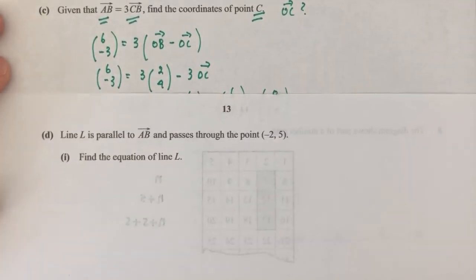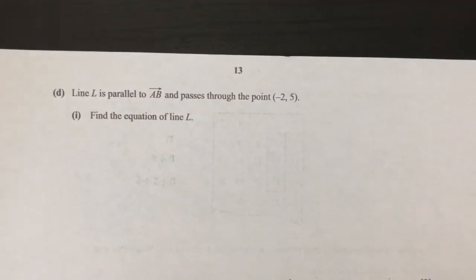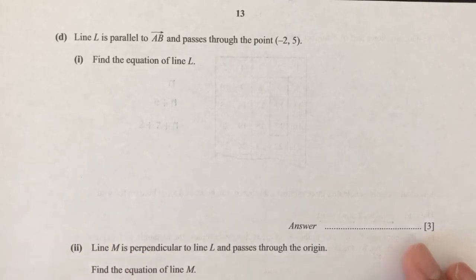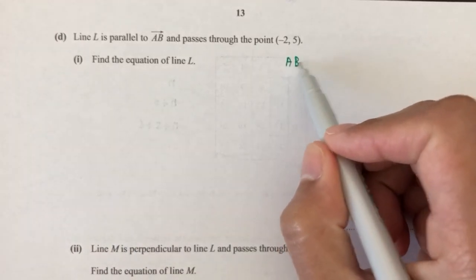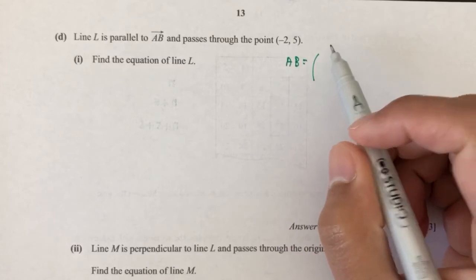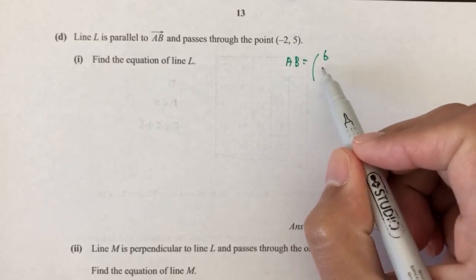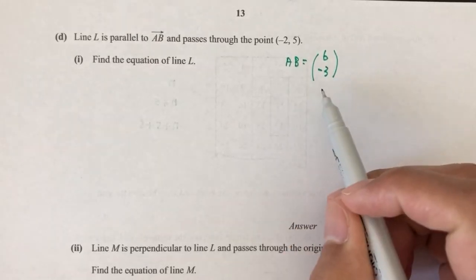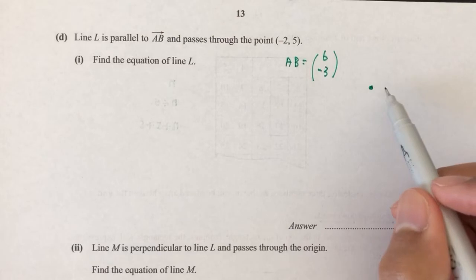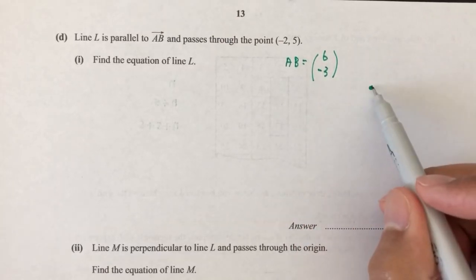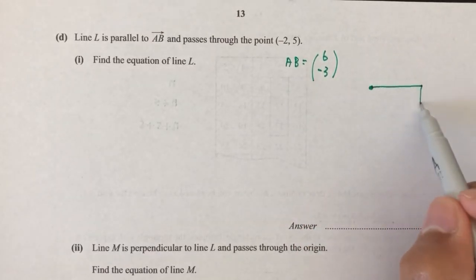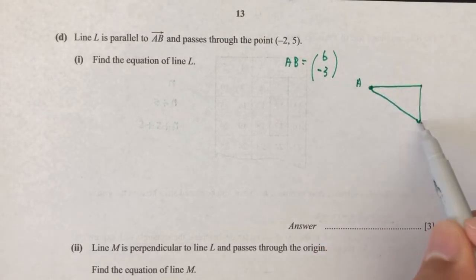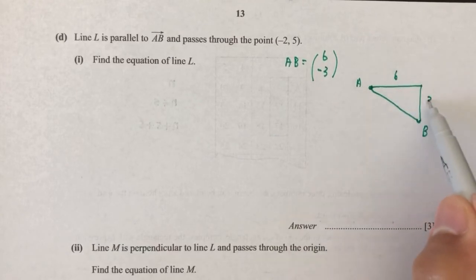Moving on to part D now. What does it say? The line L is parallel to AB and passes through the point (-2, 5). So one more time, what is AB? AB is given to us as (6, -3). So let's draw a little sketch to see what is the direction of AB. So this is the point A. How do we go to B? So this is AB here, which is 6 and 3.